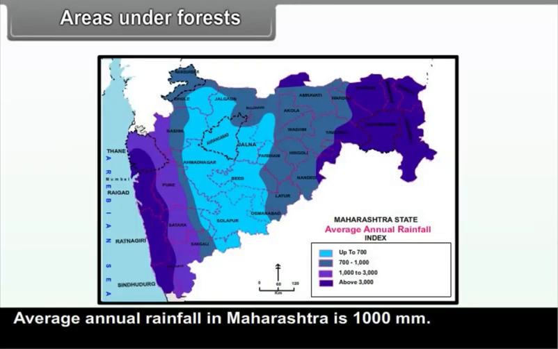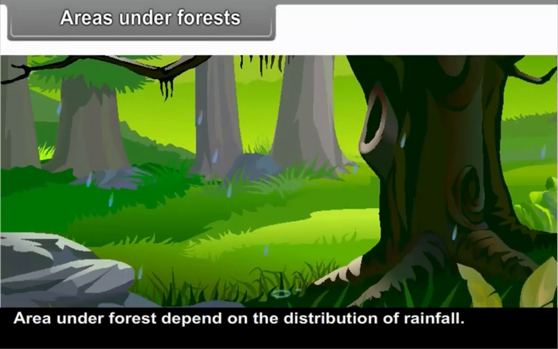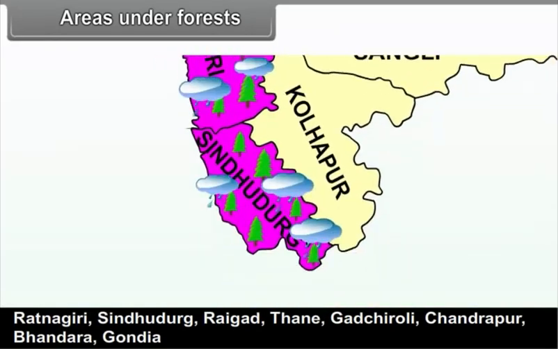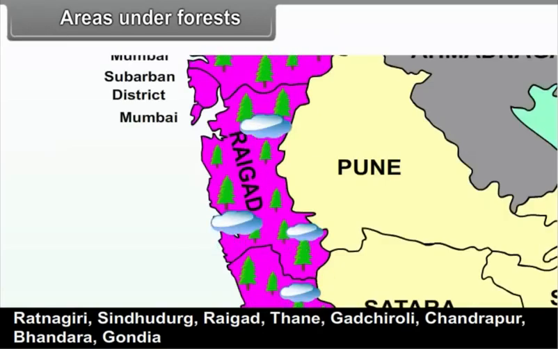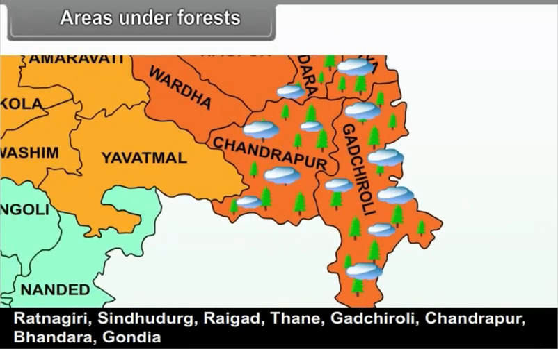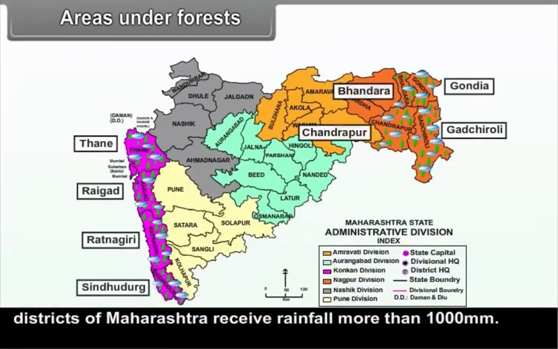Areas under forests. Average annual rainfall in Maharashtra is 1000 mm. Area under forests depends on the distribution of rainfall. Ratnagiri, Sindhudurg, Raigad, Thane, Gadchiroli, Chandrapur, Bhandara, Gondia districts of Maharashtra receive rainfall more than 1000 mm.